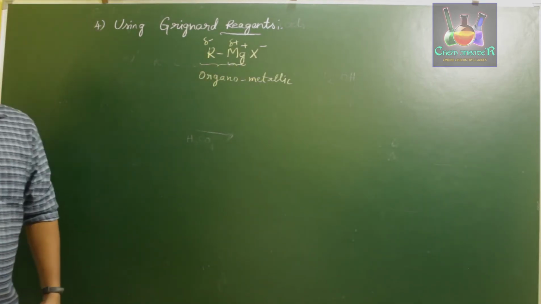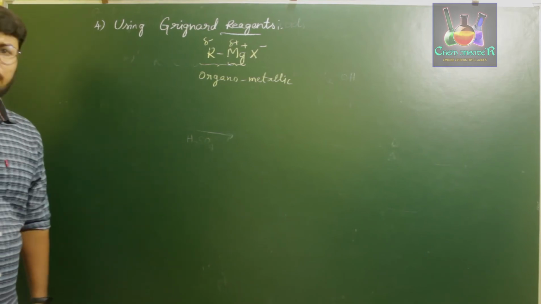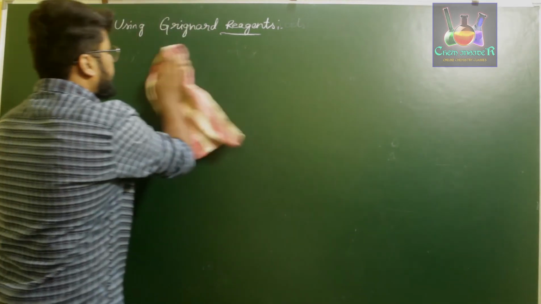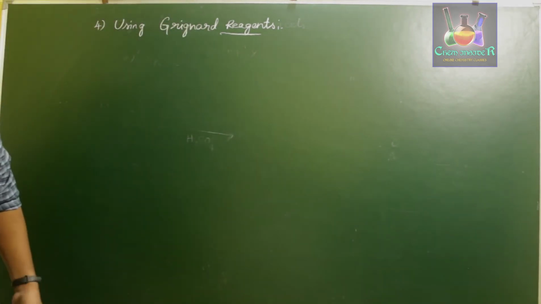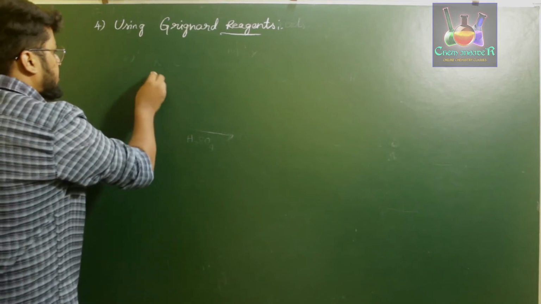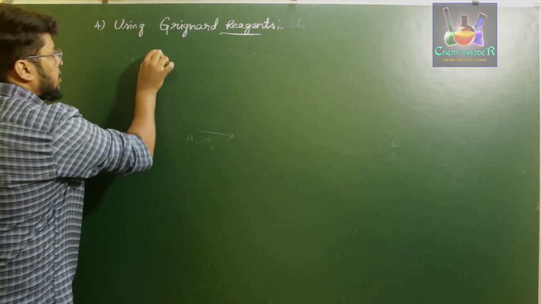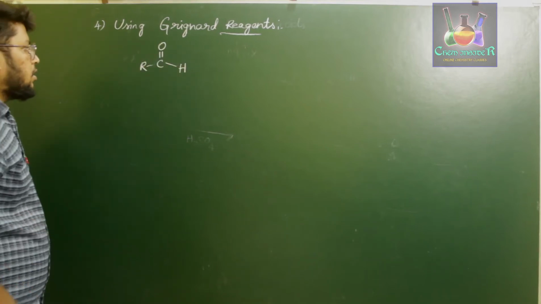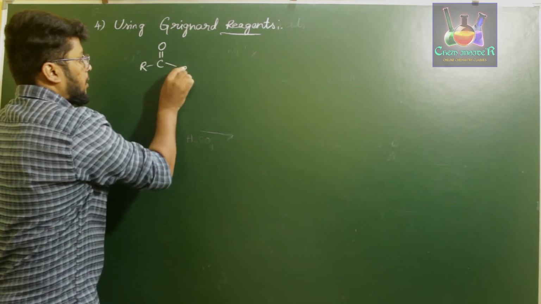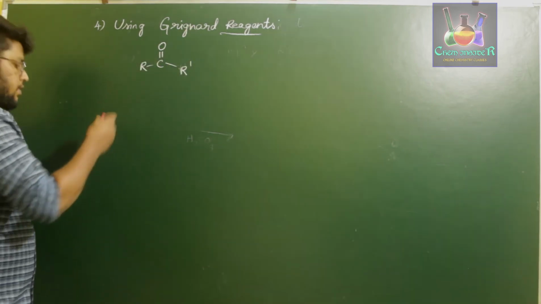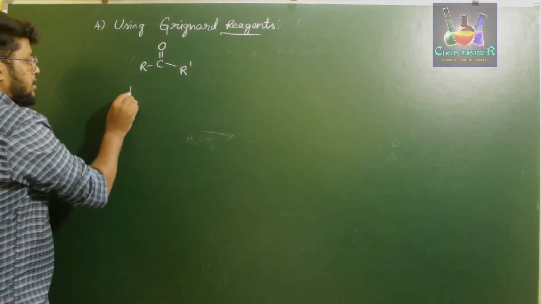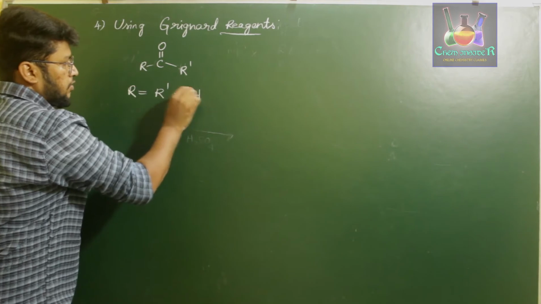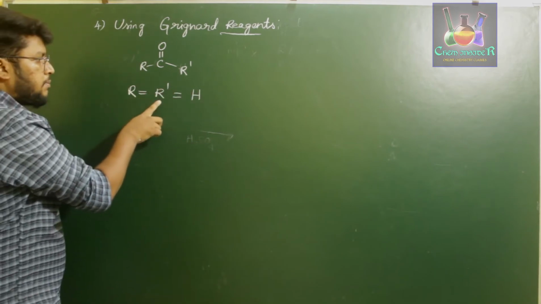Whenever you treat a Grignard reagent with a carbonyl compound, this Grignard reagent acts as a nucleophile. So what happens in this process is, let us say R, C double bond O, H, and R, C double bond O, R prime. Now for this example, R might be equal to R prime, and R and R prime may be equal to hydrogen.